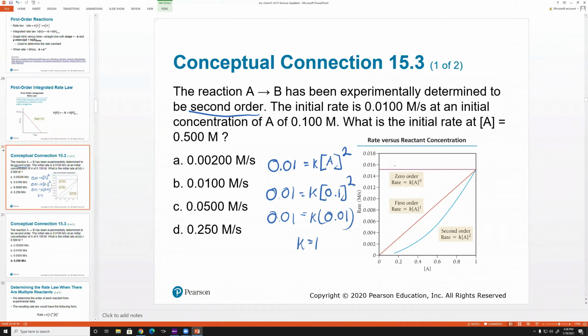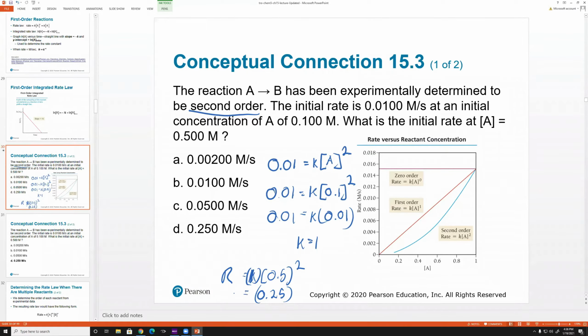So if that's the case, with A at 0.5, we have K times 0.5 squared equals our rate, and we know K is 1. We can just say that 0.5 squared times 1 is 0.5 squared, so 0.25. And that's going to be our rate. So that would be our answer.